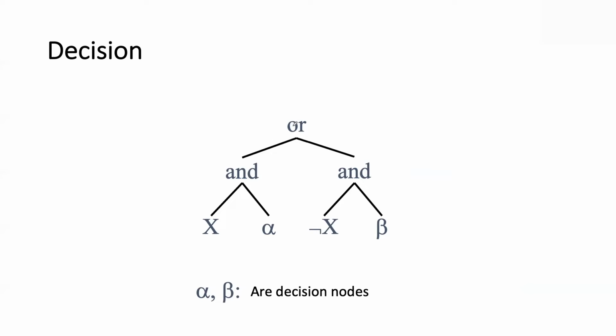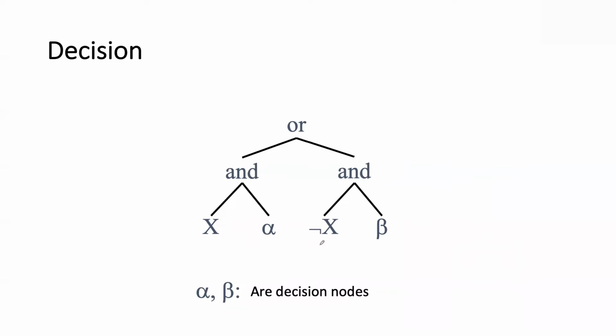You've got an OR, and look, you have 2 branches under it. X and alpha, not X and beta. Now, X is a variable. So this is a positive literal, and this is a negative literal. And alpha and beta can be built recursively using the same process. So this fragment, we call it a decision node, because think about it. We're trying to decide, is it alpha or beta based on the state of X, right? So it's making a decision.